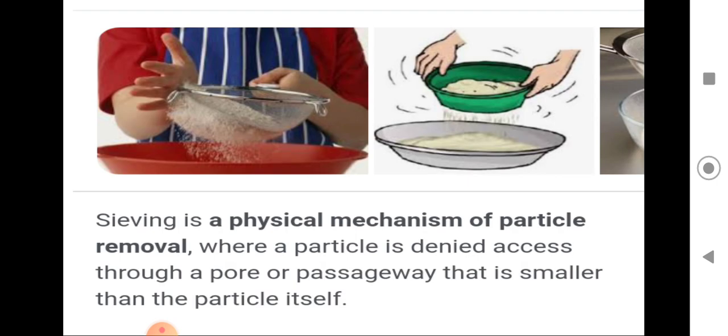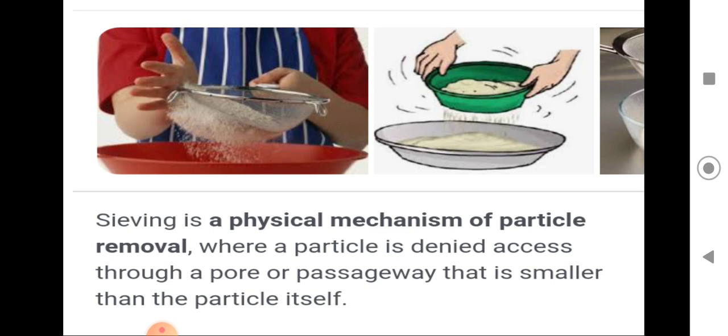Sieving is a physical mechanism of particle removal where a particle is denied access through a pore or passageway that is smaller than the particle itself. See there. So now in this wheat flour or rice flour, even the soil picture which we saw, they are heterogeneous mixtures, with big particles and smaller particles. So one way of separating them is a sieve.